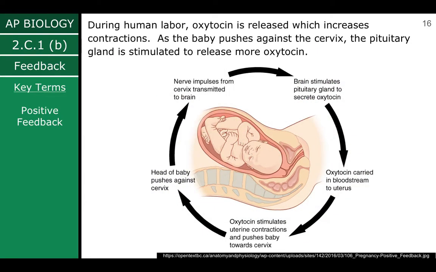Okay, and then during labor, oxytocin is released, which increases contractions. As the baby pushes against the cervix, the pituitary gland is stimulated to release more oxytocin. So as you can see, once again, this positive feedback mechanism is actually increasing that stimulus. The reason it's increasing is to do some process in this example. It's to be able to give birth.